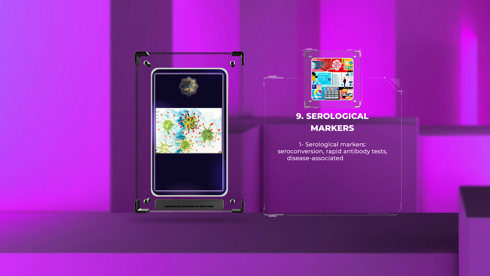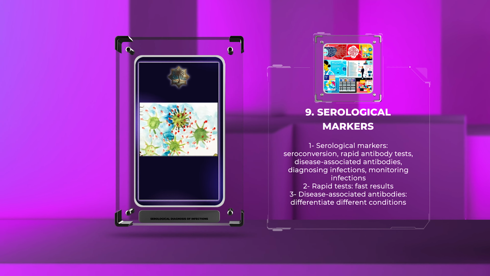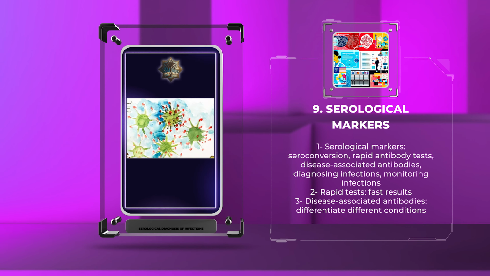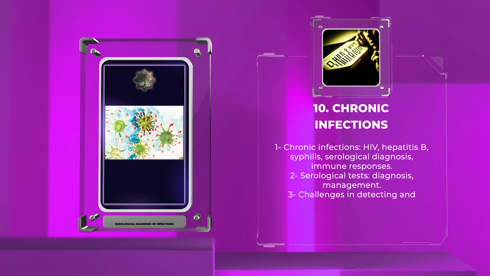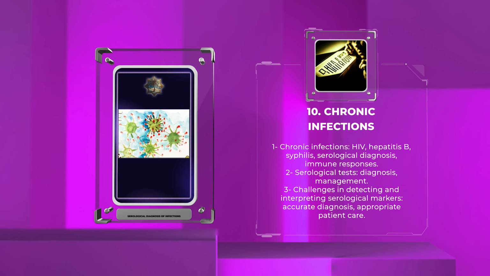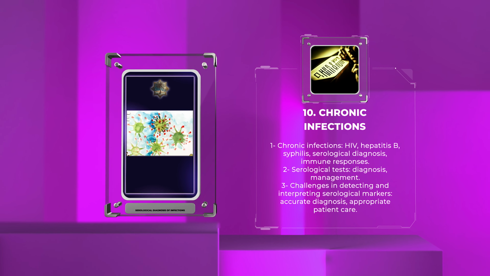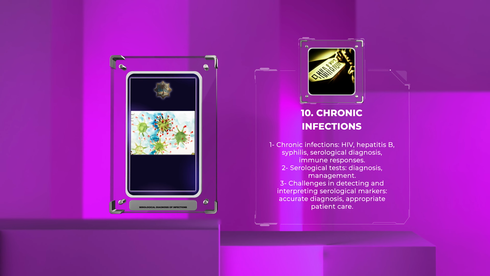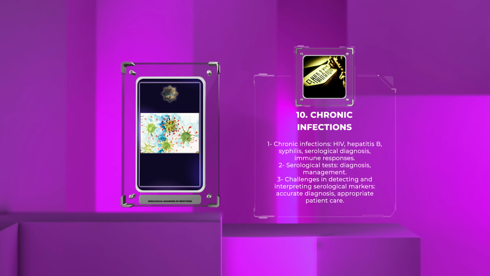Serological markers, including seroconversion, rapid antibody tests, and disease-associated antibodies, are essential tools in diagnosing and monitoring infections. Rapid tests provide fast results, while disease-associated antibodies help differentiate different conditions. Chronic infections, such as HIV, hepatitis B, or syphilis, pose challenges in serological diagnosis due to the complex immune responses involved. Serological tests play a vital role in the diagnosis and management of these infections. Understanding the specific challenges faced in detecting and interpreting serological markers for chronic infections ensures accurate diagnosis and appropriate patient care.